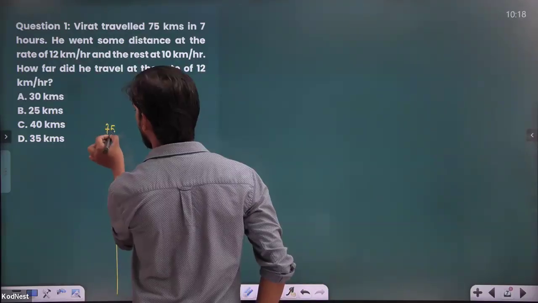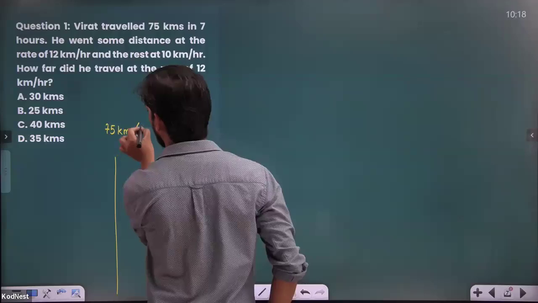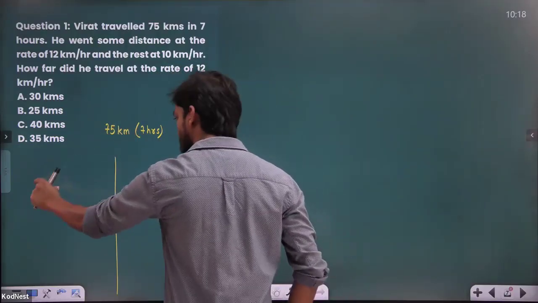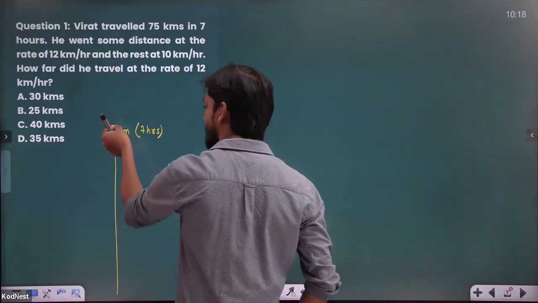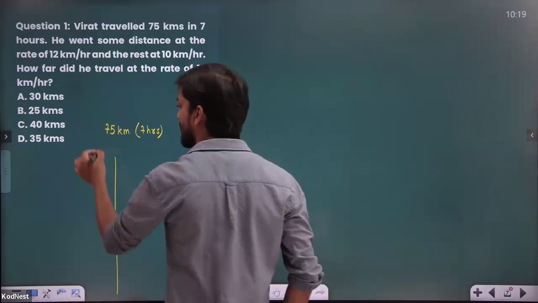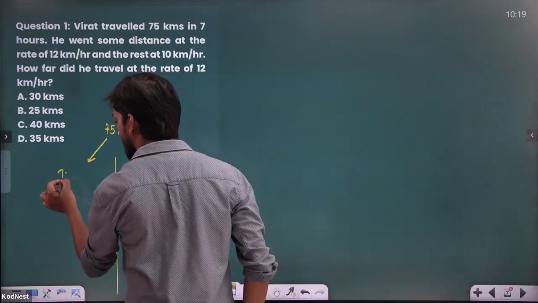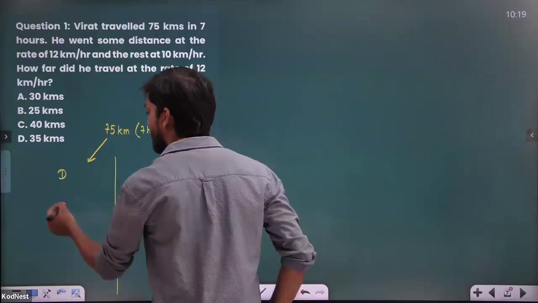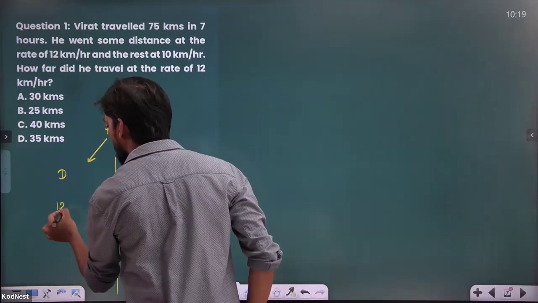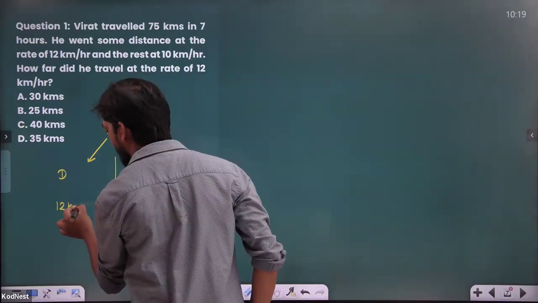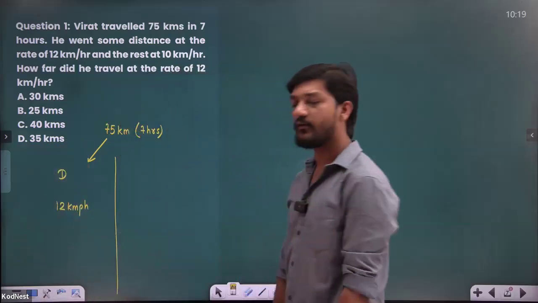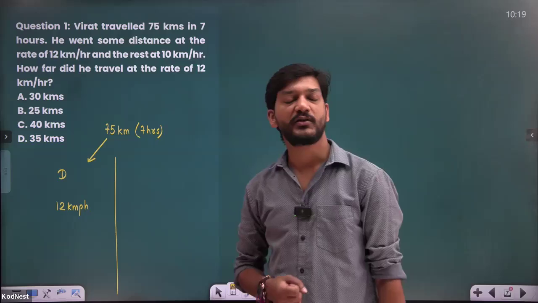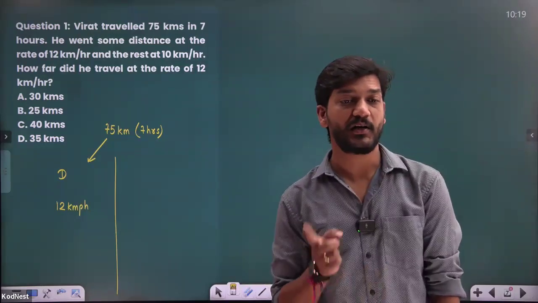Total distance is 75 kilometers. Total time taken is 7 hours. But some part of this is traveled at a different speed. Suppose D, one part I am taking D, is traveled at, let's say, 12 kmph. Okay, so carefully answer. If one part is D, the other part will be how much?